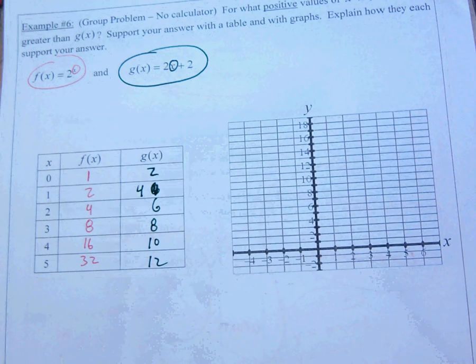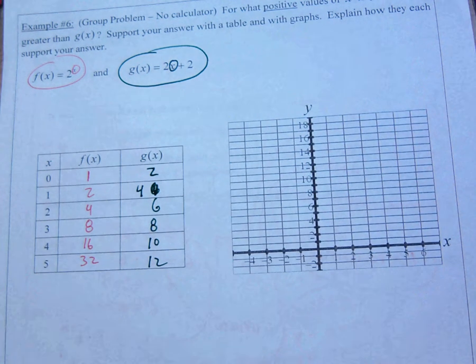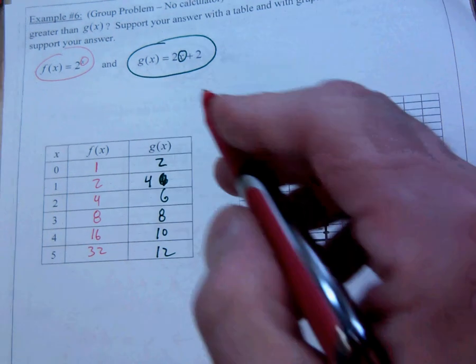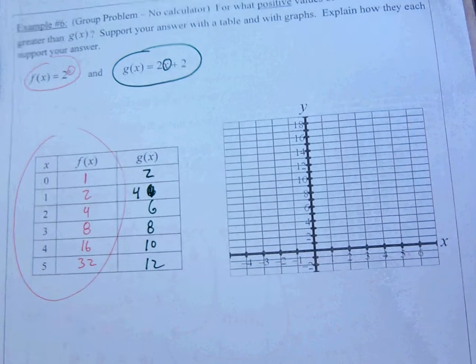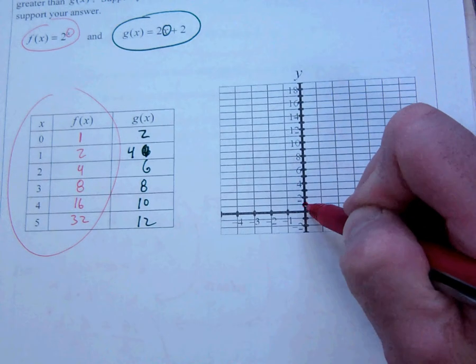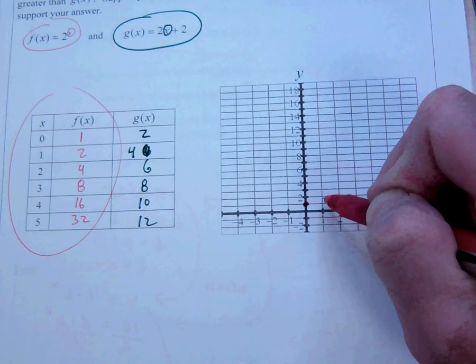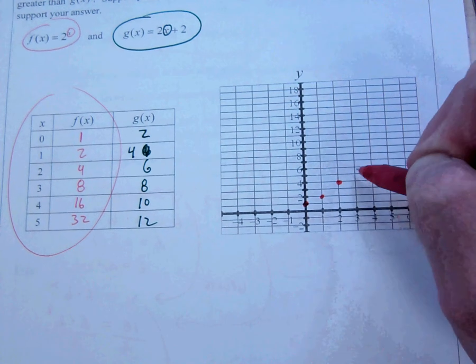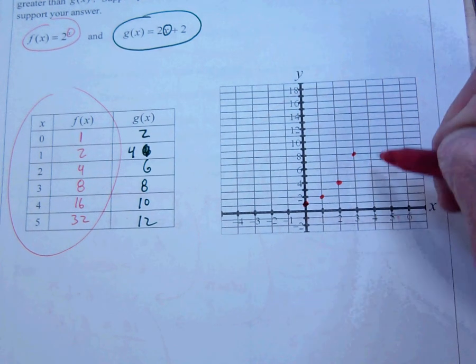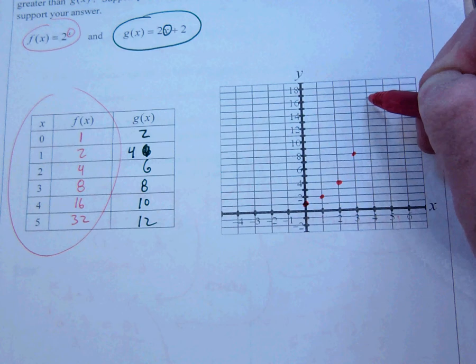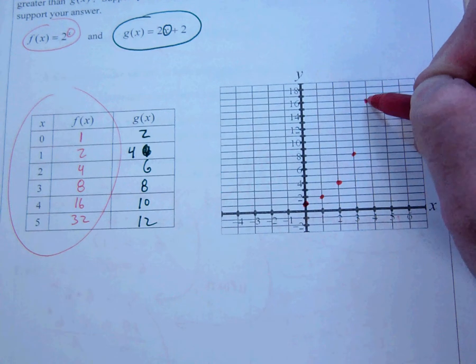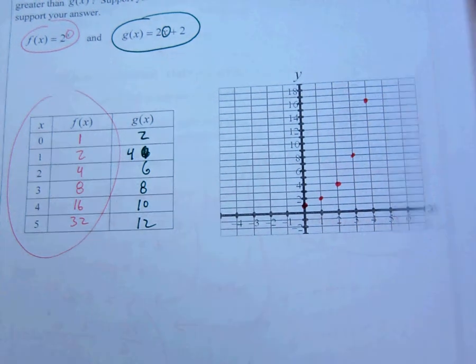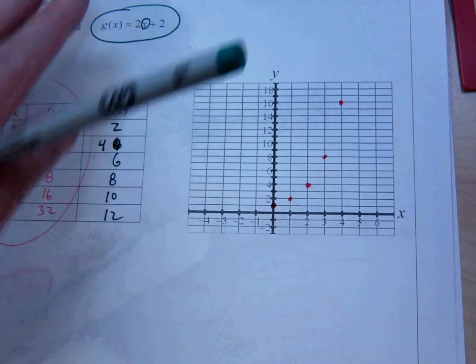All right, now here's what I'm going to do. I'm going to plot these ordered pairs to draw the graphs of the functions f of x and g of x. So I'm just going to plot those points for f of x. Are you ready? (0, 1), which is here. (1, 2), which is here. (2, 4), which is here. (3, 8), which is here. (4, 16), which is up here. And then (5, 32) is off the graph. So I'm just going to use those values there.